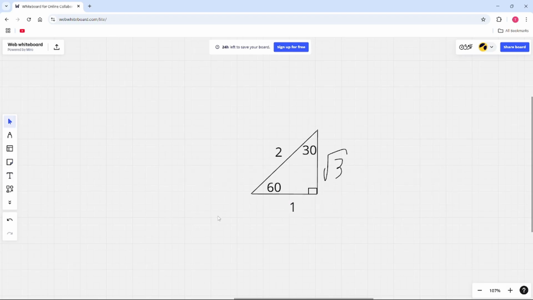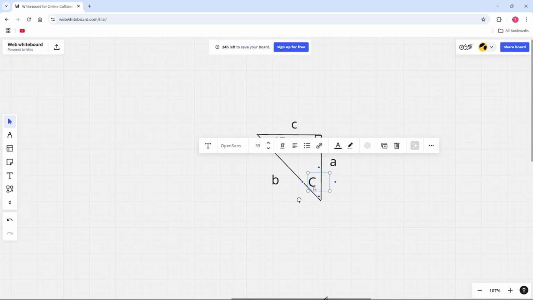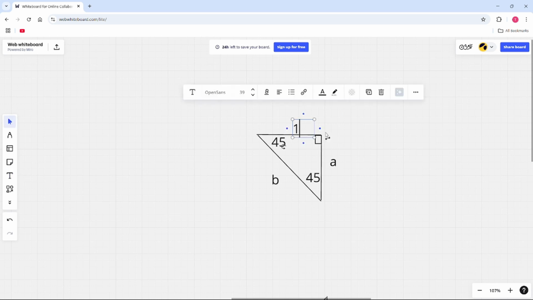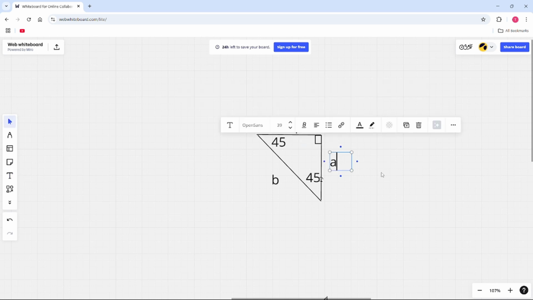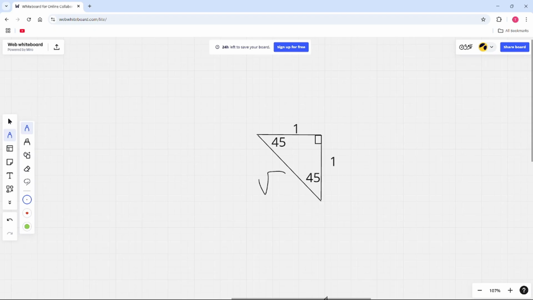It obviously takes a lot of time to be able to memorize, but once we start to do problems using these special triangles, they become a lot easier to recall. Now this one, our angle C will be 45 degrees. Our side length C will be 1. And the other side length A will also be 1. And our side length B will be root 2.